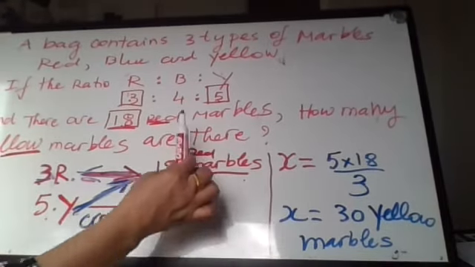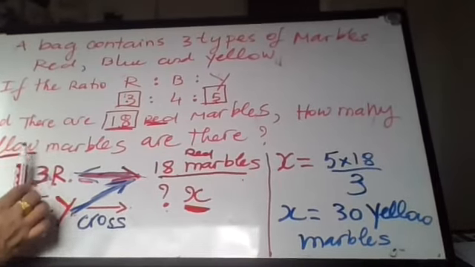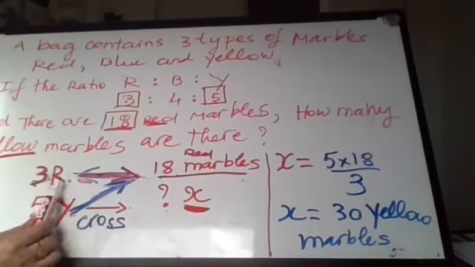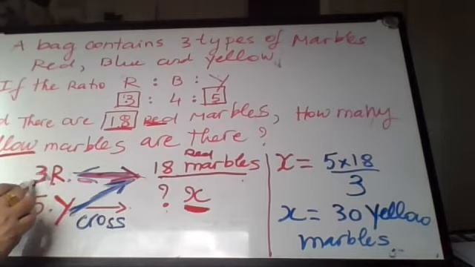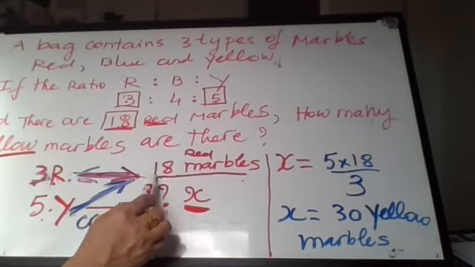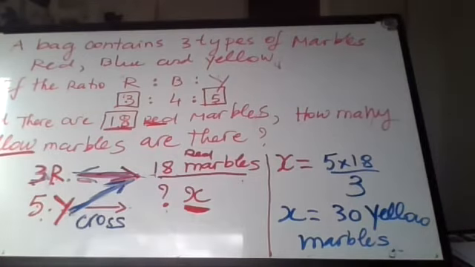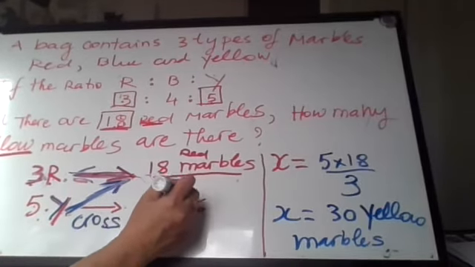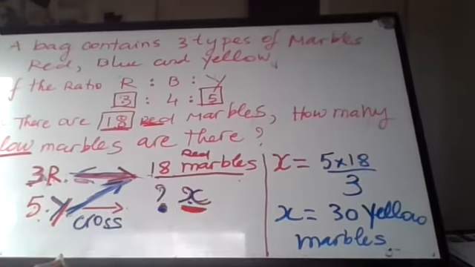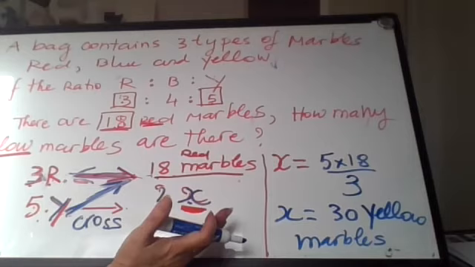right? So this column is for the number of marbles, and this column is for the number of portions, right? So the number of red marbles has 3 portions. So you say 3 portions of red represent 18, then 5 portions of yellow. So 5 portions of yellow is how much? How many? And you can put an X in here as the fourth unknown number you don't know.